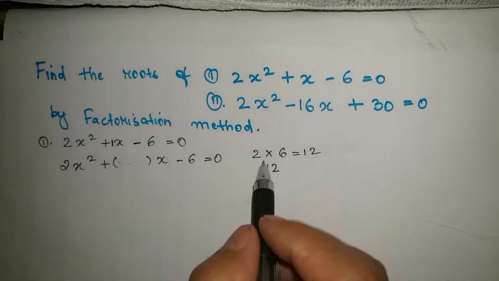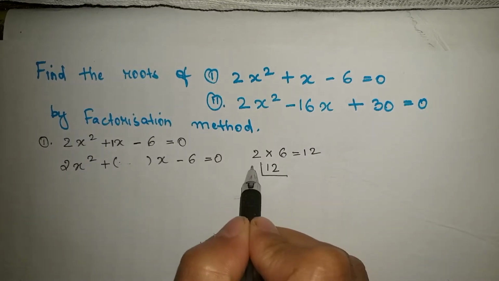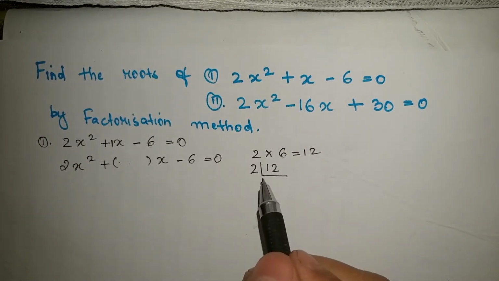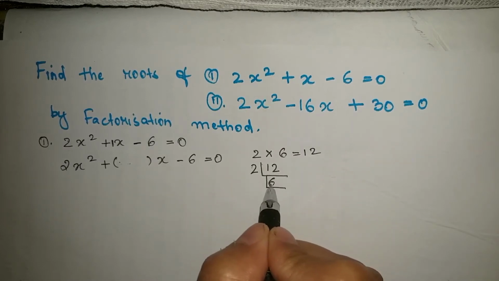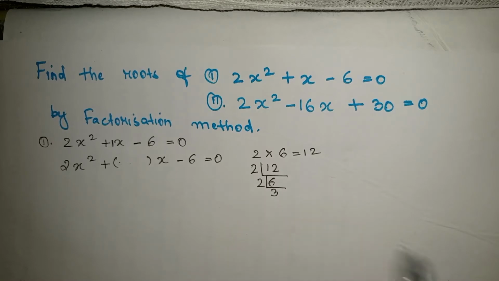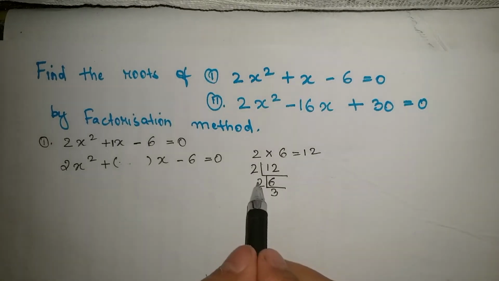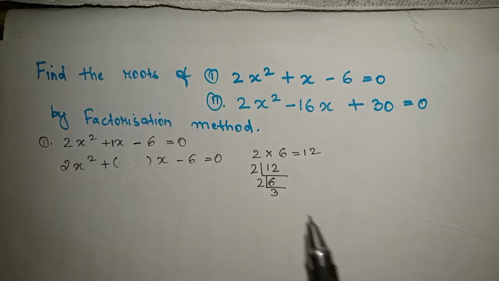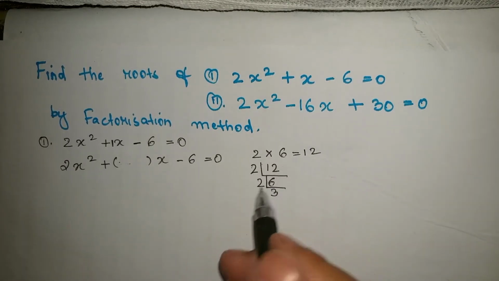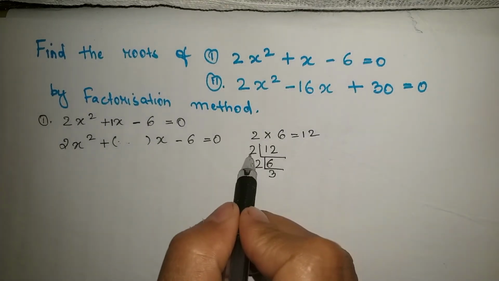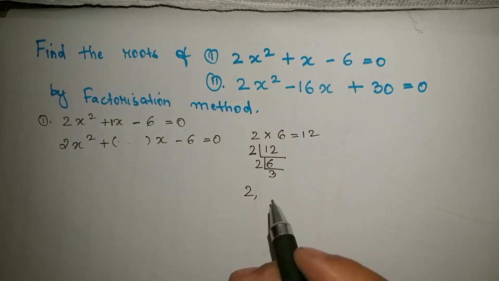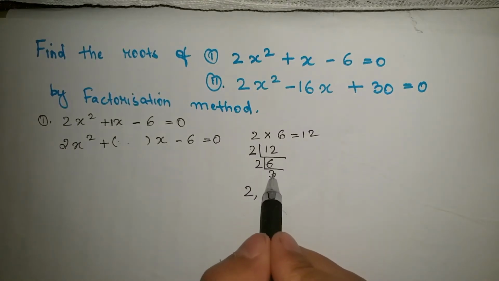Okay, let's factorize 12 first. We'll find out the prime factorization. 2 into 6, which is 12. Then 6 will be 2 into 3. Then I'll try to combine the prime factors of 12 to find out the two numbers. Let me first take the first number as 2 and the second number to be 2 into 3, which is 6.